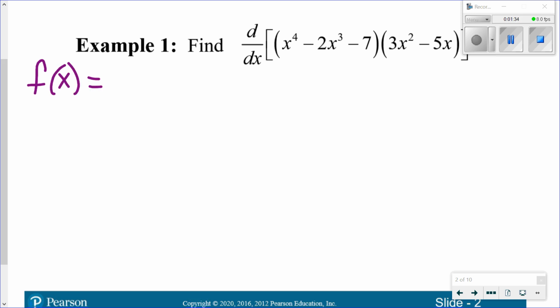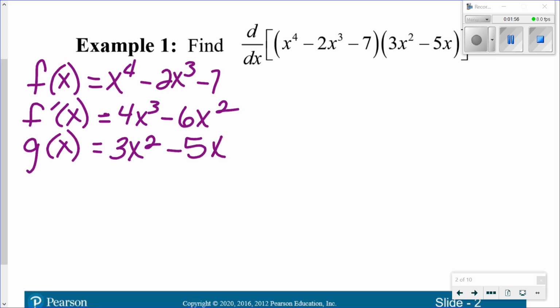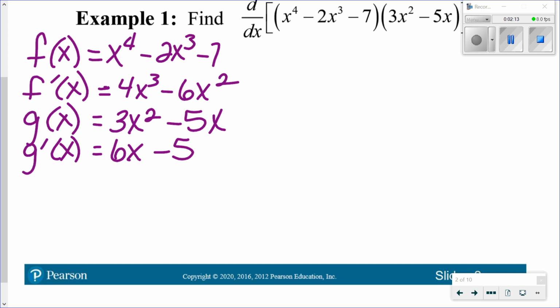So f of x is x to the fourth minus 2x cubed minus 7, which means f prime is going to be 4x cubed minus 6x squared. G of x is 3x squared minus 5x, which means g prime of x equals 6x minus 5. Okay, so we have the four parts. I want to show that all on the screen.